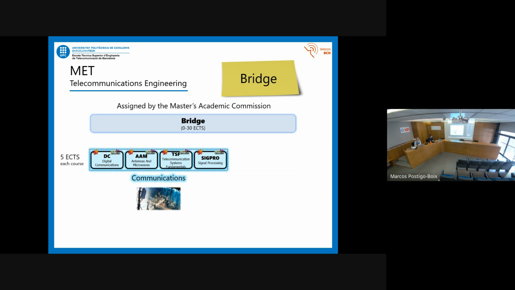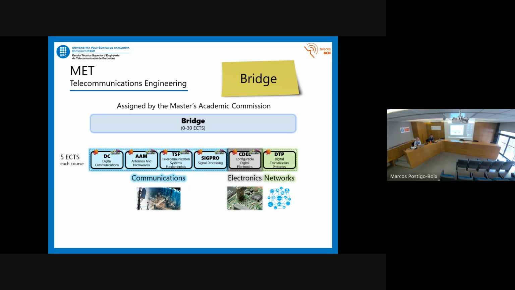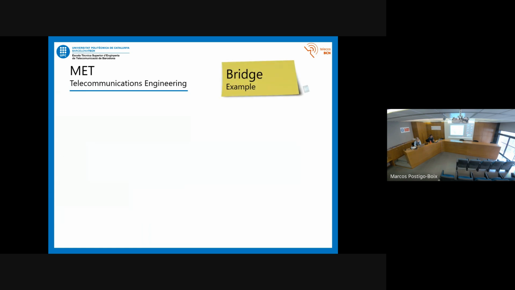In the bridge you can have subjects like this one on communications, or this one on electronics, or this one on networks. So depending on your access profile, you maybe need to follow some of these courses. And this can go from 0 to 30 ECTS.